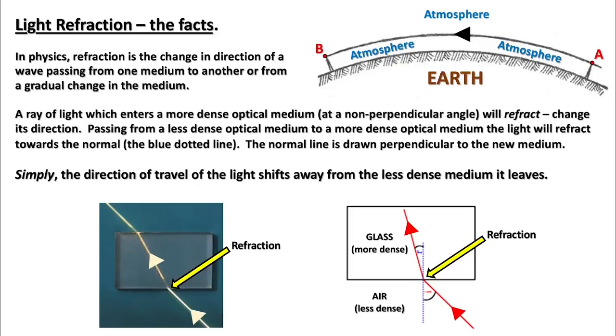The light will refract towards the normal, the blue dotted line. The normal line is drawn perpendicular to the new medium. Simply, the direction of travel of the light shifts away from the less dense medium it leaves.